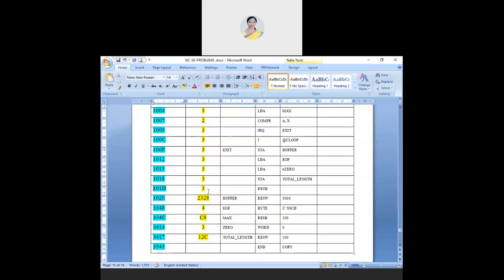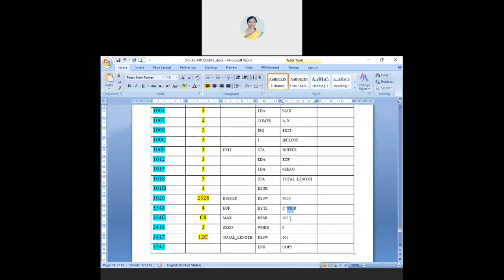Okay, and RSUB is there? Yes, ma'am. Answer is there. Okay, 3. And this is 2328, am I right? Yes, 2328, ma'am. Okay, next this is 4 bytes, because 4 characters are there here. So it is 4 bytes. And reserve byte is 200.